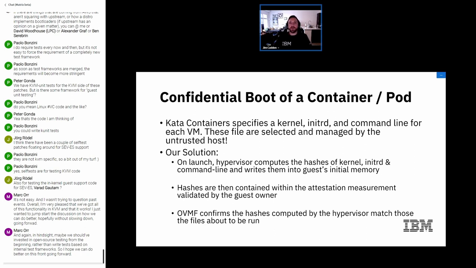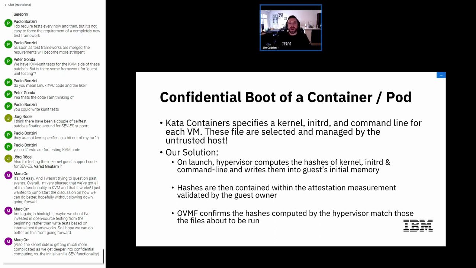So the solution we've come up with, and this is work done in collaboration with the Confidential Containers project that Samuel spoke about earlier, for AMD SEV was these three points here. The first was the hypervisor computes the hashes of the kernel, the initrd, and the command line at the launch time of the guest and writes them into the initial memory of the guest. These hashes are then contained within the attestation measurement, which is sent to the external guest owner to be validated. This prevents the host from manipulating the kernel, changing the initrd, or passing anything unexpected in through the command line. If any of those things happen, the guest owner is not going to pass the attestation. The third step is that the firmware itself validates that the files passed in by the hypervisor are indeed the ones that match the hashes.